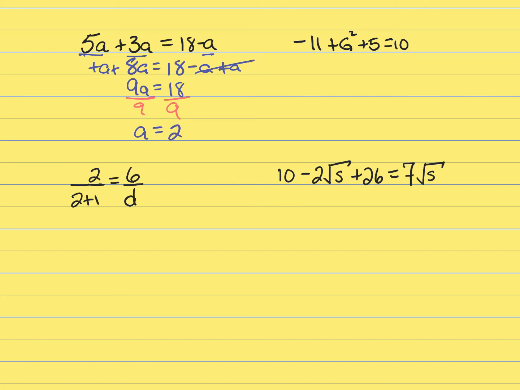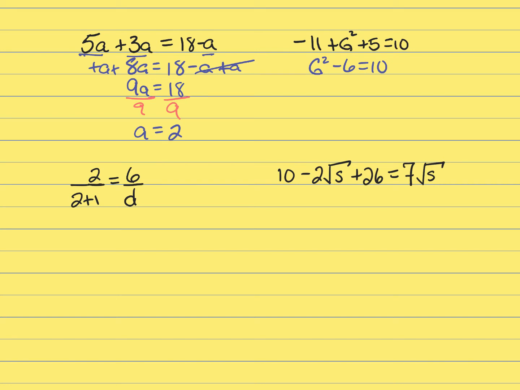All right, next problem. The next problem says negative 11 plus g squared plus 5 equals 10. So I'll combine my like terms. In this case, it's going to be things without coefficients or without variables next to them. So negative 11 plus 5, that's negative 6. I'll write this as g squared minus 6 is equal to 10.